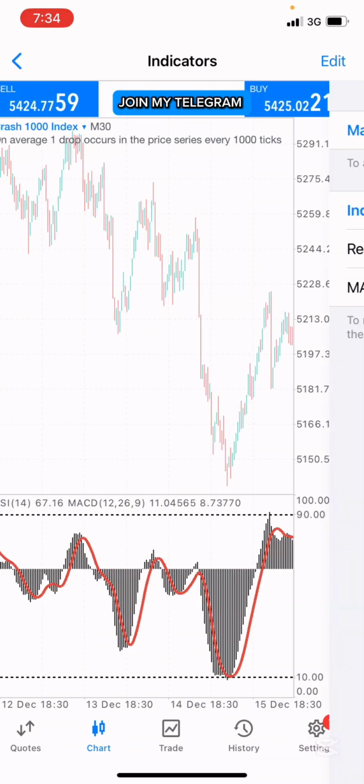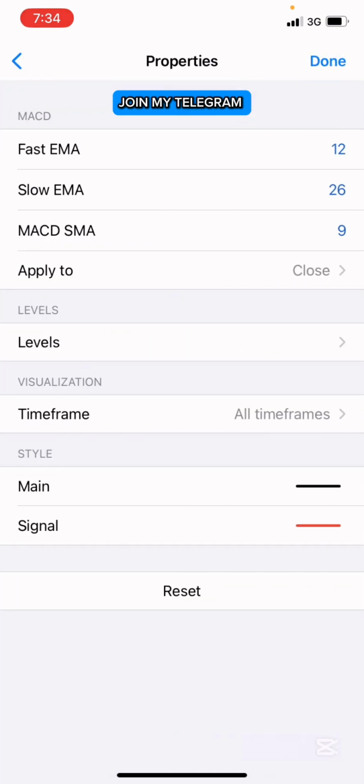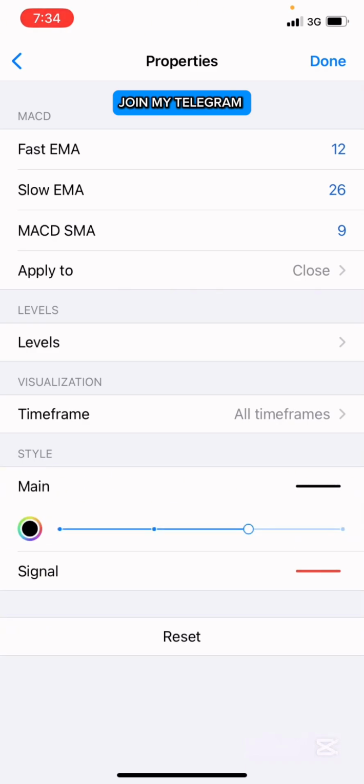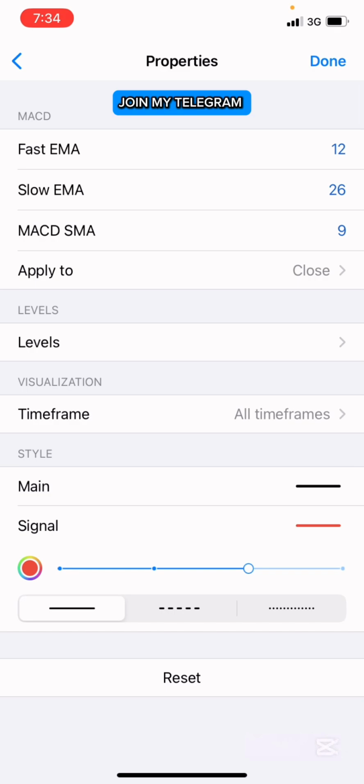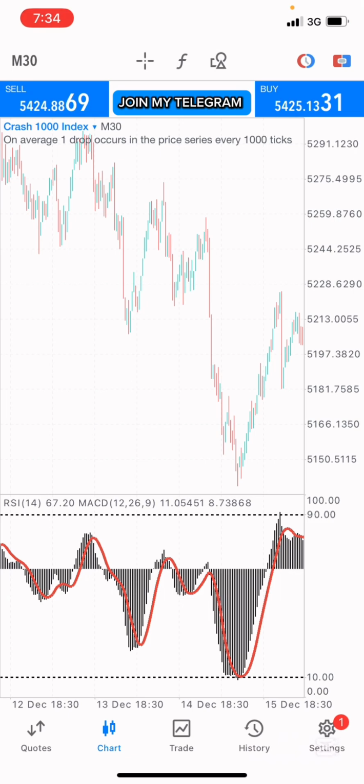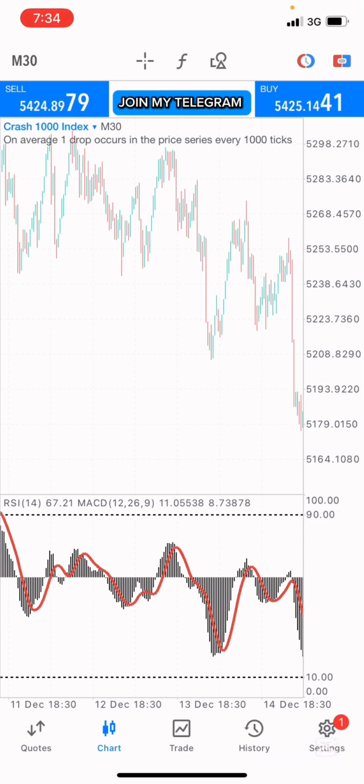Then the second indicator, which is the MACD, you put that on fast EMA 12, slow EMA 26, MACD SMA 9, apply to close. The main, you put that on 3 pixel with color black, the signal on 3 pixel with color red with the first trend line. All right, then you click on done. Perfect. Now, how do we trade this market successfully?